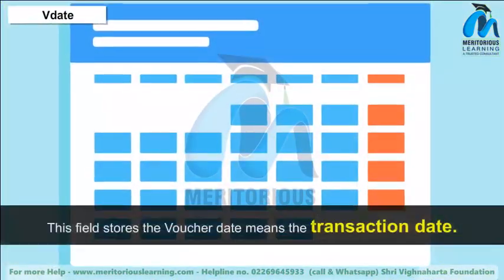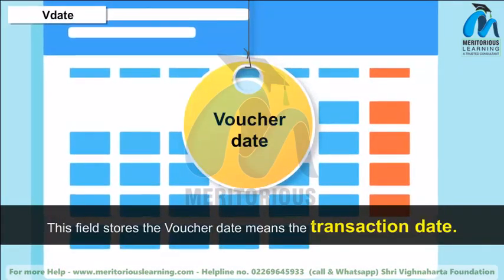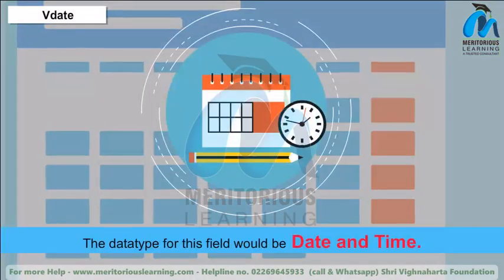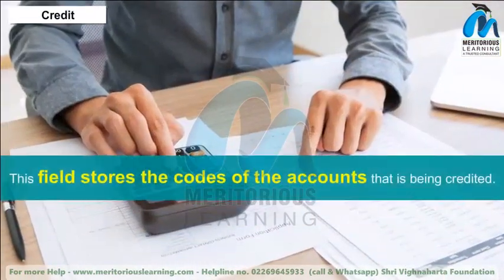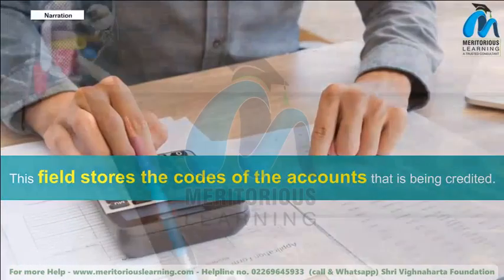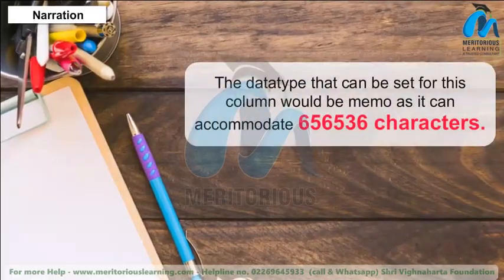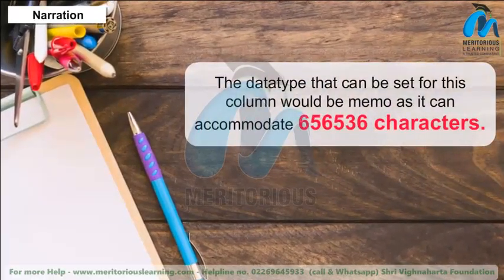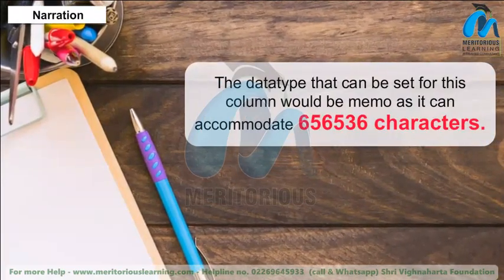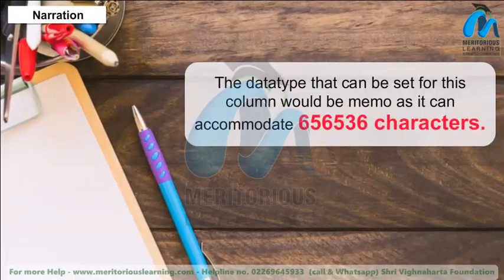V-date. This field stores the voucher date, means the transaction date. The data type for this field would be date and time. Credit. This field stores the codes of the accounts that is being credited. Narration. This column records the narrations. The data type that can be set for this column would be memo, as it can accommodate 6,56,536 characters.